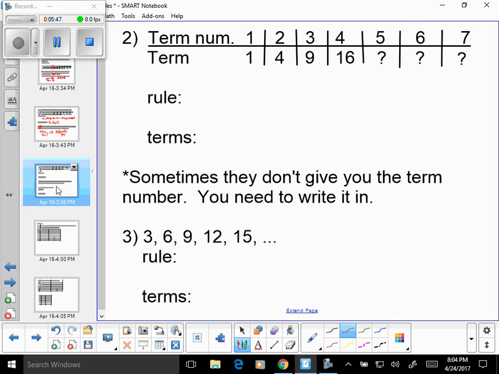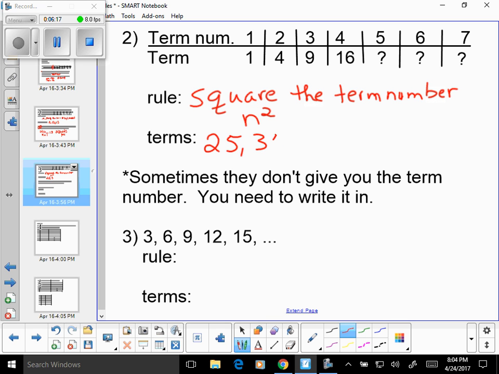This function uses the concept of squaring. So my rule is to square the term number. Now remember how I told you that the term number is n? I could actually write this rule as n squared. That's one way to write the rule. Now 5 squared is 25, 6 squared is 36, 7 squared is 49.